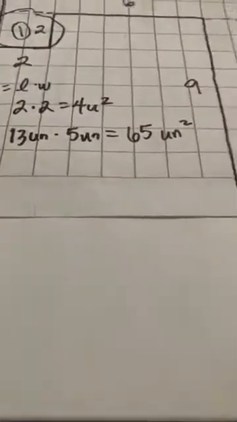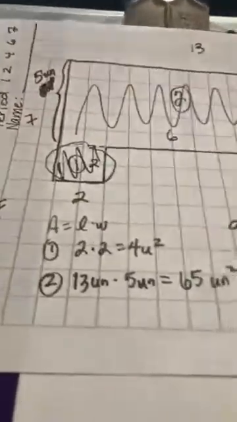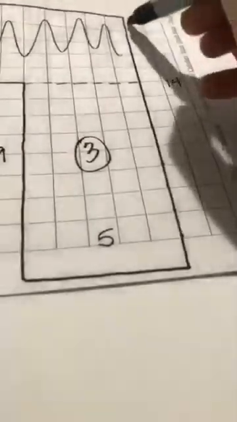So that's 65 units squared. That's this whole piece. So now I'm done with that. And now I have one more rectangle to go. Okay? So I measured this width as 5. I'm not going to use my 14 because remember, 14 was this whole piece.